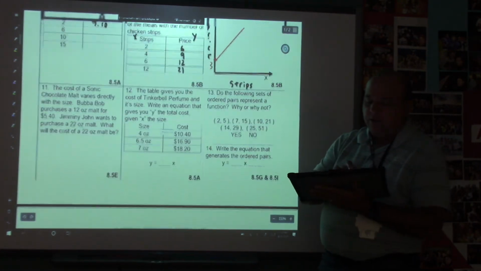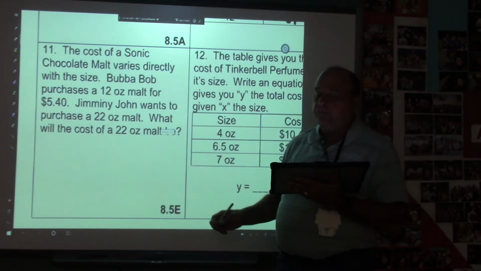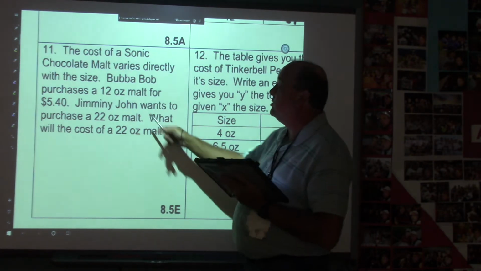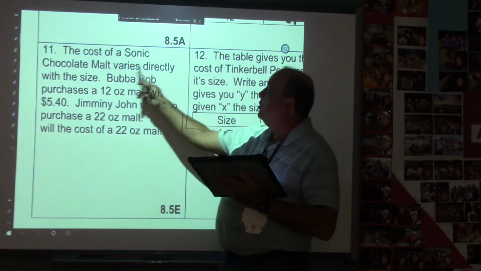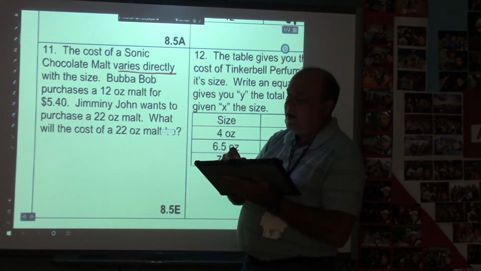Okay, let's go down to number 11. Fun stuff. The cost of a Sonic chocolate malt. Mr. Toups likes chocolate malts. Varies directly with the size. Varies directly. You may not have heard that. Underline that. That means it's proportional.